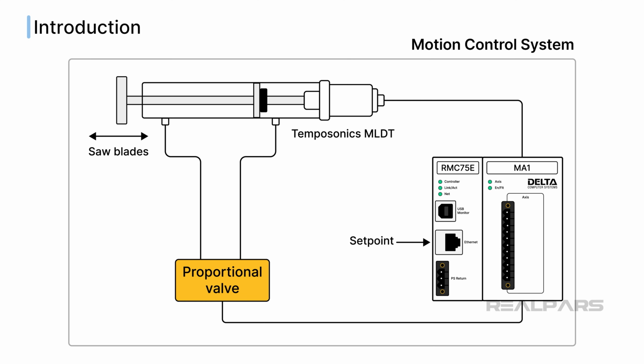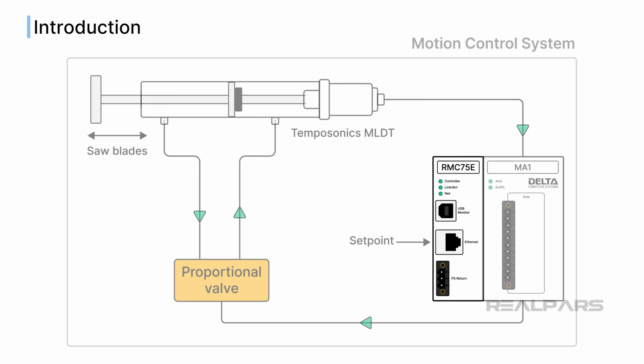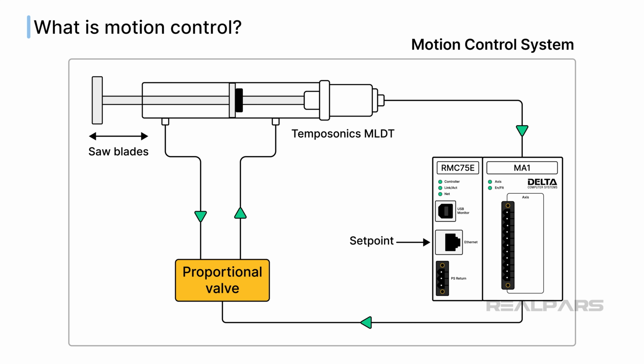Welcome to our video on motion control systems. This video will explore the essential components of closed-loop motion control and how they connect and interact in a control loop to ensure automation precision. We'll also provide a quick overview of the different types of motion controllers and how they're used in a control loop. Okay, so what is motion control?